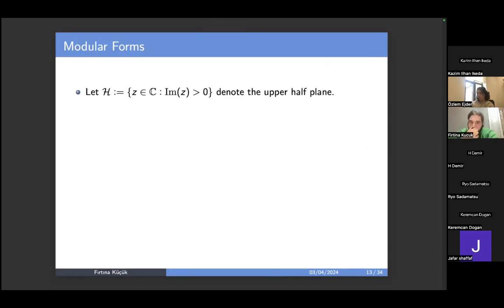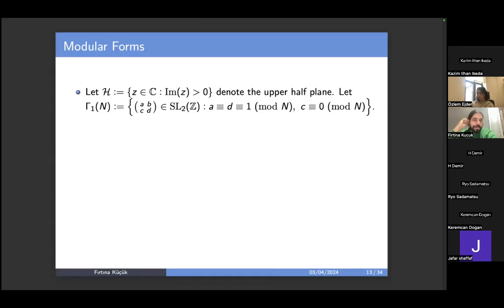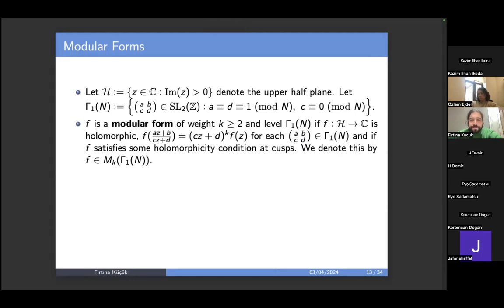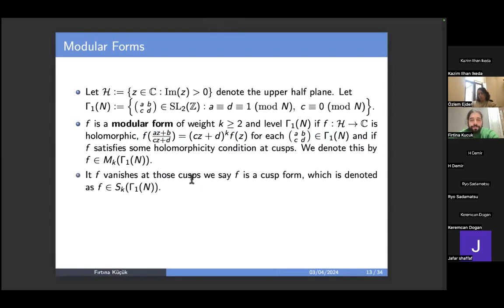So let's move on to modular forms. Let H denote the upper half plane, and let Gamma_1(N) be this group of matrices, where a and d are 1 modulo N, and c is 0 modulo N. And f is a modular form of weight k and level N if f is holomorphic and f satisfies this symmetry equation, and if f satisfies some holomorphy condition at the cusps. We denote this by saying this. And if f vanishes at those cusps, then we say that f is a cusp form, which is denoted as this.